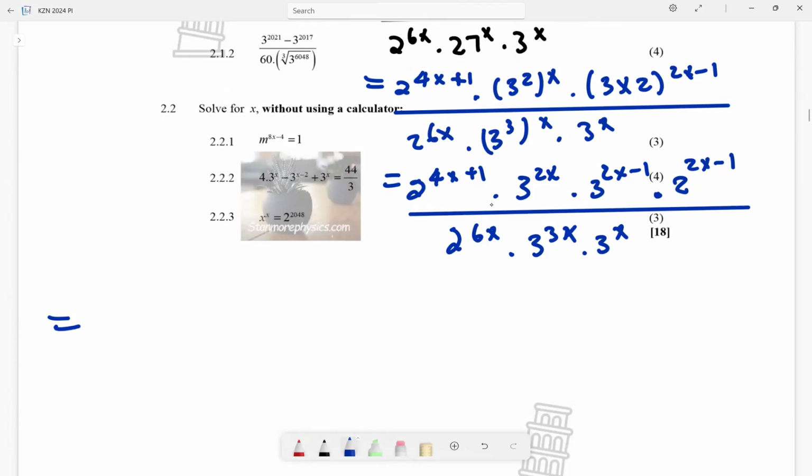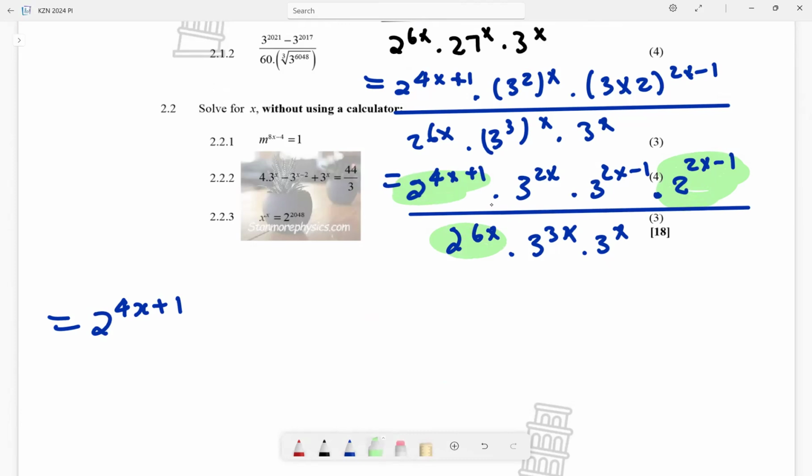Now I have everything in terms of 2 and 3. So I arrange the 2s, then arrange the 3s. But remember, if we multiply a to the power of m by a to the power of n, with the same base, we add the exponents. And if we divide the same base, we subtract the exponents. So let's look at the 2s. 2 to the power of 4x plus 1, then we add this one. Can you see this one and this one? They multiply each other, right?